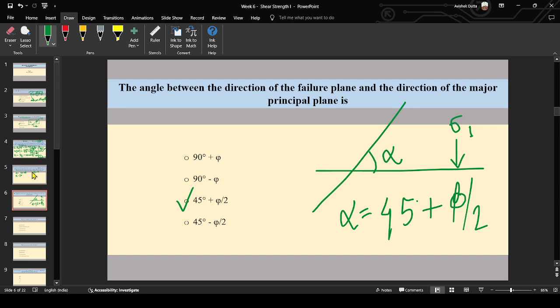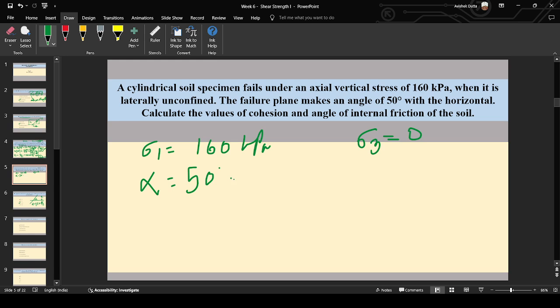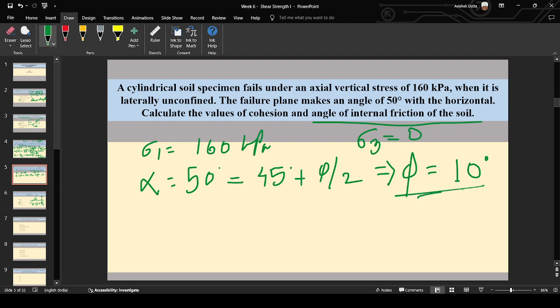Now the same equation over here. Alpha equals 50 degree, that is equal to 45 degree plus phi by 2. Upon rearranging, we get phi, the angle of internal friction, equals 50 minus 45 is 5, 5 into 2, 10. It is equal to 10 degree. So for the second part, the angle of internal friction, we have found out 10 degree.